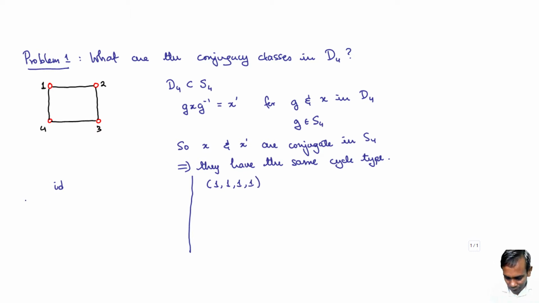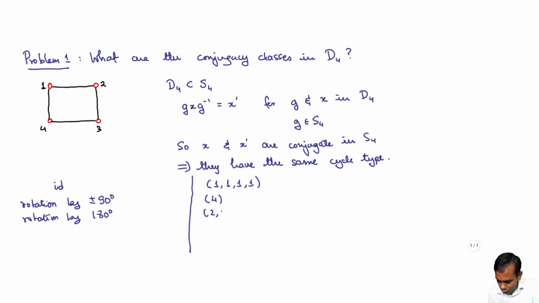Okay, and then what do we have? We have rotation by plus or minus 90 degrees. So one of these takes 1 to 2, 2 to 3, 3 to 4, 4 to 1, and the other takes 1 to 4, 4 to 3, 3 to 2, and 2 to 1. Both these have cycle type 4. Okay, and then we have rotation by 180 degrees, plus or minus, doesn't matter. So that takes 1 to 3 and 2 to 4. So this has cycle type 2, 2.